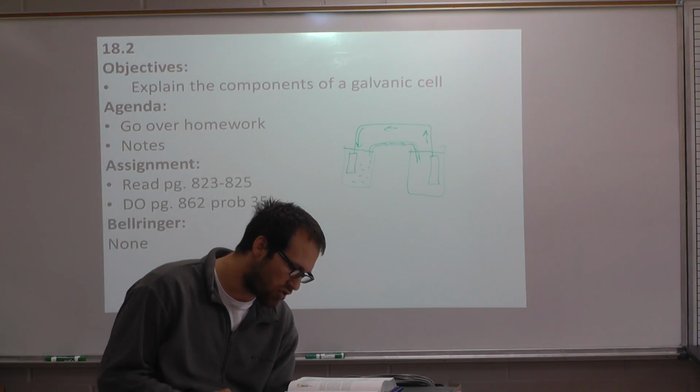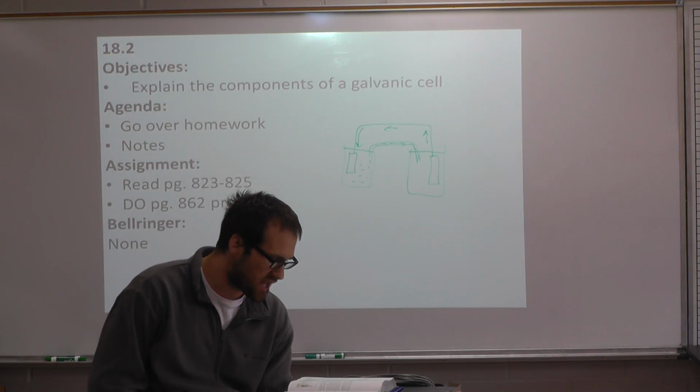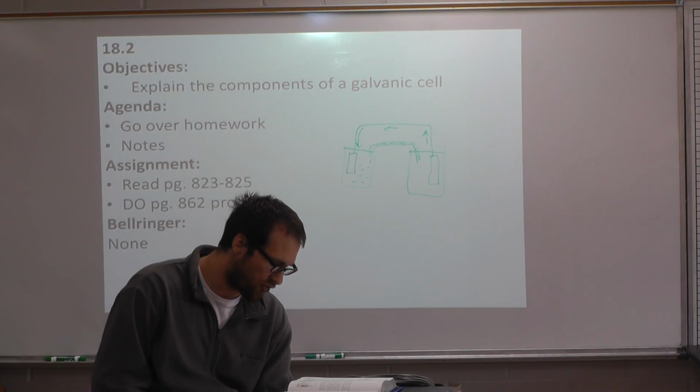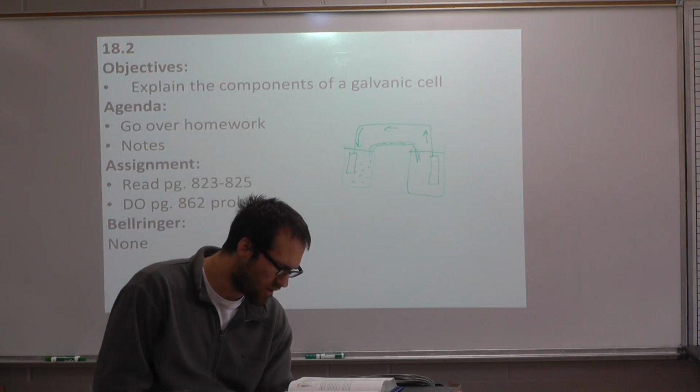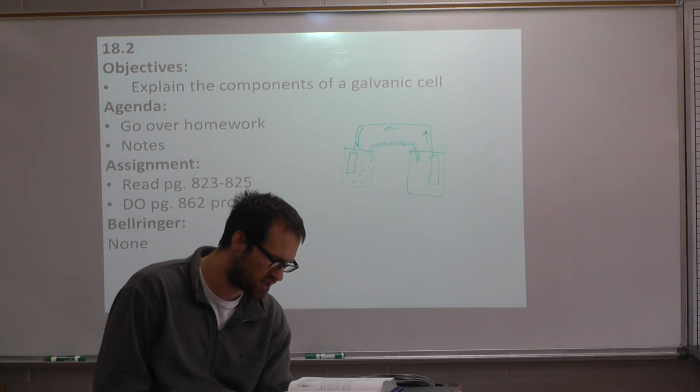Okay. Electrons flow through the wire from the reducing agent to the oxidizing agent. The ions flow from one compartment to the other to keep the net charge zero. That's what I stated earlier. We now have covered all the essential characteristics of a galvanic cell.